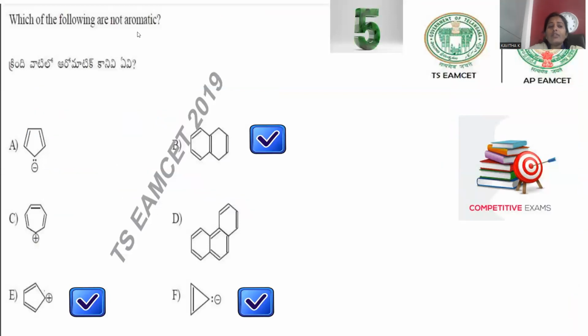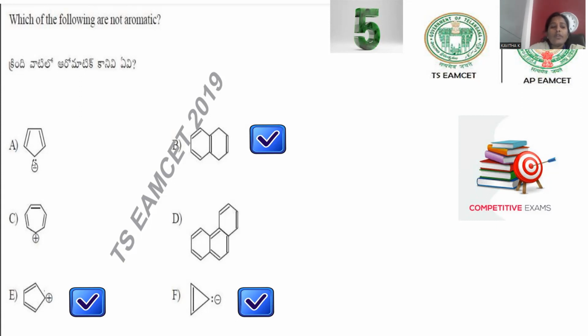Which of the following are not aromatic? In order to follow the aromatic, certain rules should be fulfilled. One is about planarity must be there. All the carbons should lie in the sp2 hybridization, and that must be a closed ring type of system. And most importantly, Huckel rule must be followed. 4n plus 2 pi electron system should exist in the compound. Then only we can say the given compound is aromatic in nature. Those which are not obeying all these rules are regarded as not aromatic compounds.